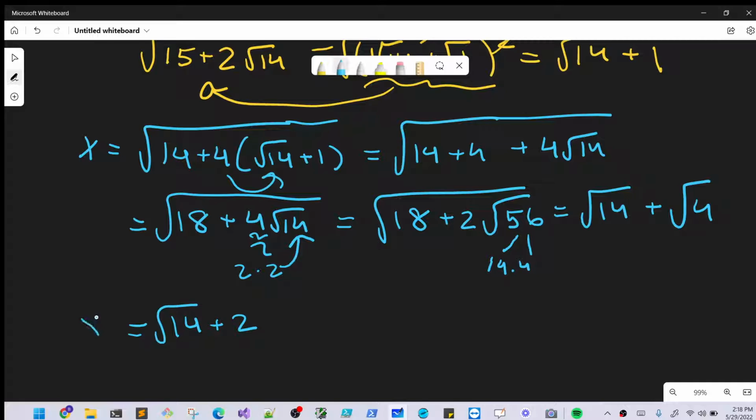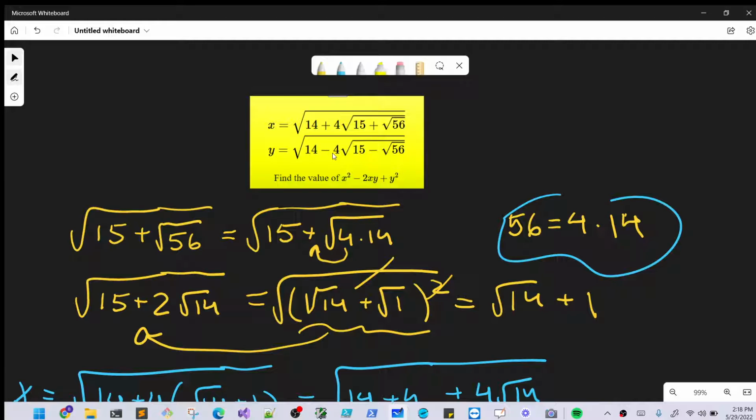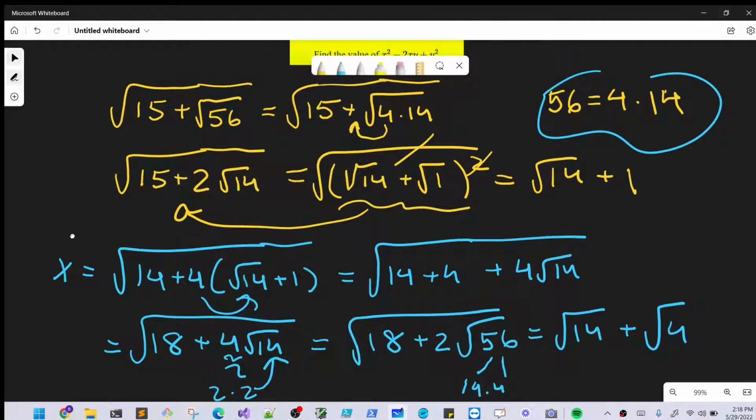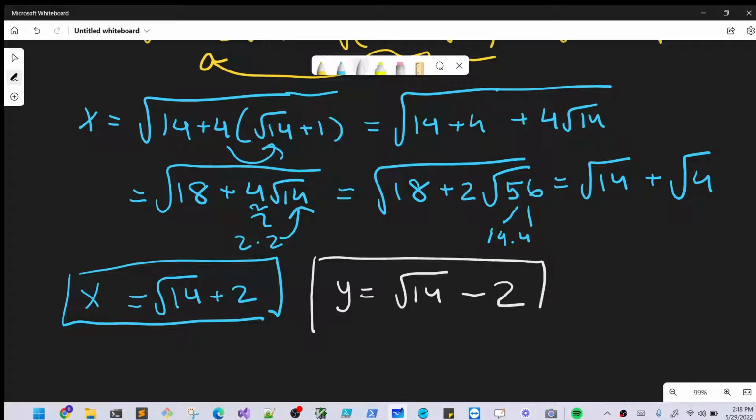Okay, so this is our value for x. Now we could repeat the whole thing for y, but if we go back and look at what y is, you notice it's the same thing except with some signs changed. I'm not going to go through all the steps, but you can do the same process, and what you will find is that y only differs by a sign. So y is just going to be the square root of 14 minus 2. Okay, so we have a value for y.